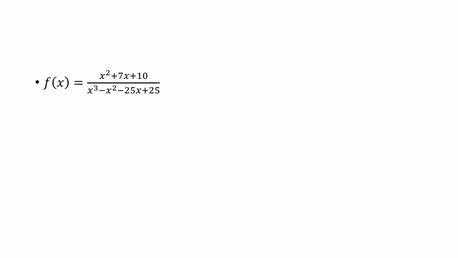So we know that we need to factor the following completely first. If we factor the numerator completely, it's going to be factored as x plus 5 times x plus 2. And if we factor the denominator completely, in this case, maybe try factoring by grouping. So we have x cubed minus x squared minus 25x plus 25.